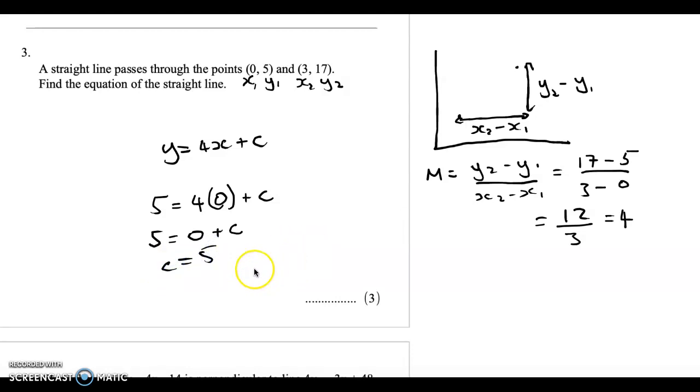So now we have our line. We've got y equals 4x plus 5. Okay, there we go.